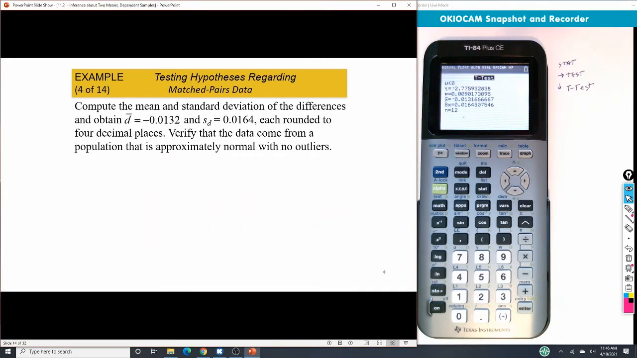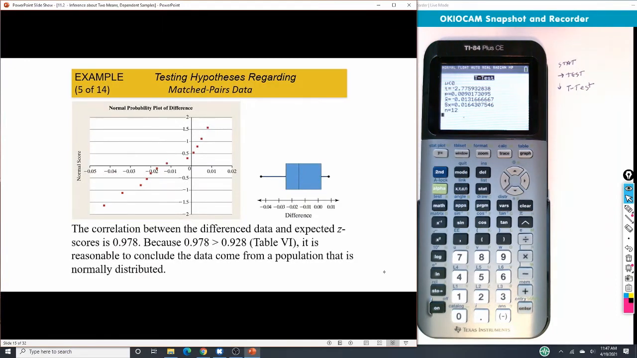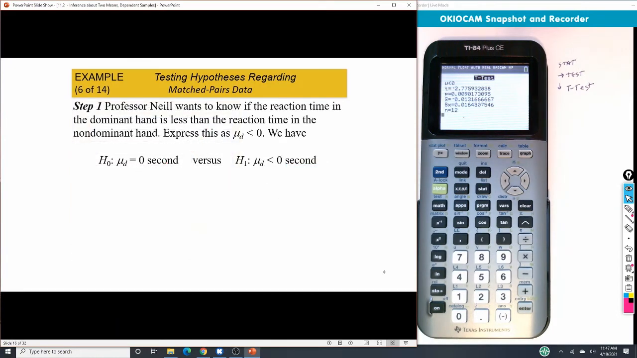All right, now it gives some other values here. You see a D bar. Well, that's our X bar as well. It's negative 0.013. We have that right up here as well. And then our S sub D is on there also. So we have that information if we need it. Now they go through and plot all these things and compare everything on those.